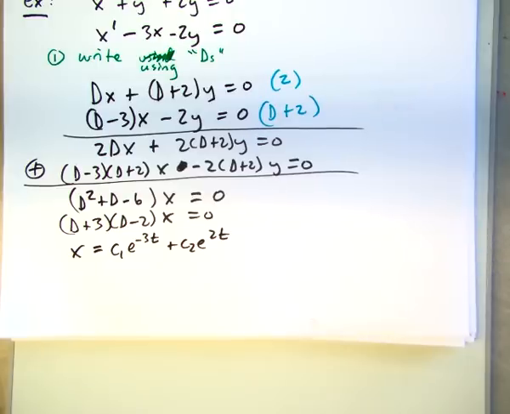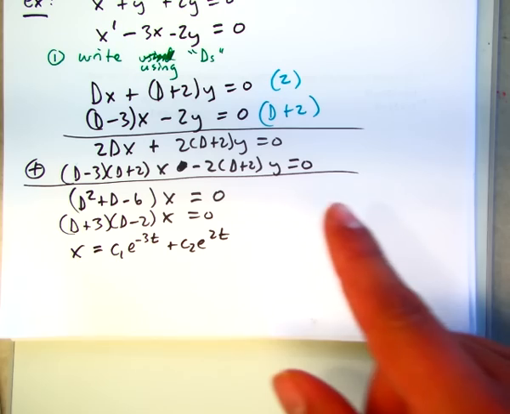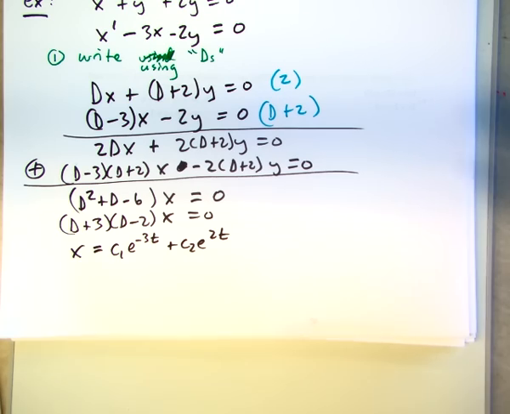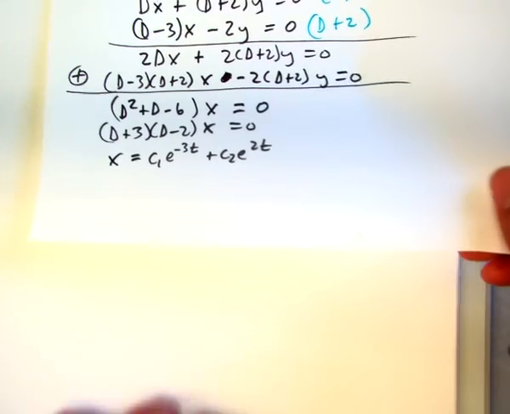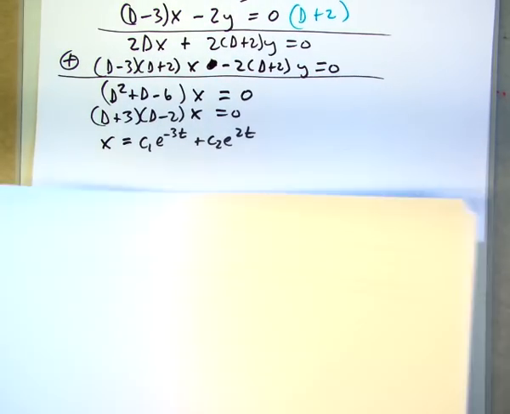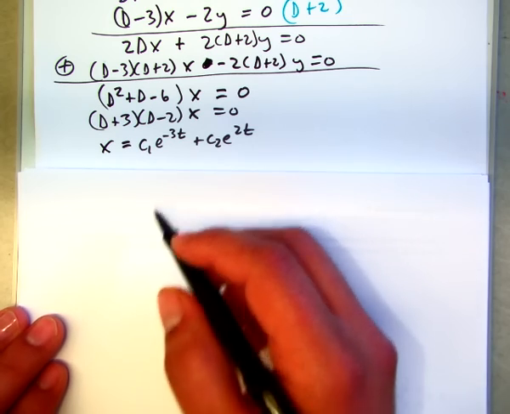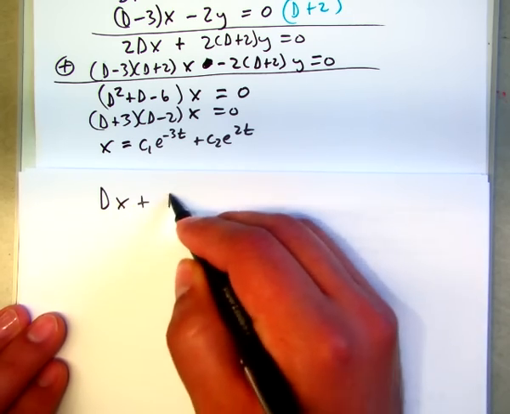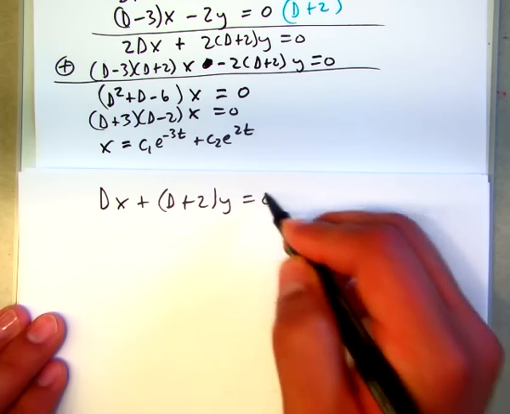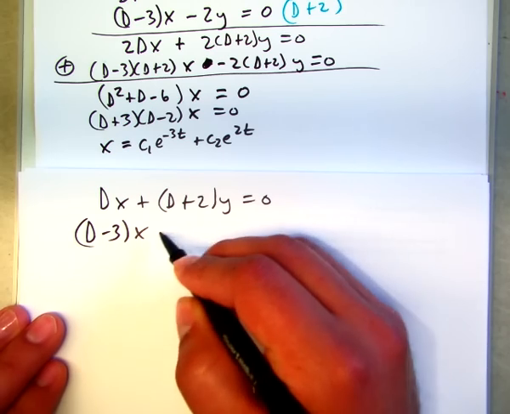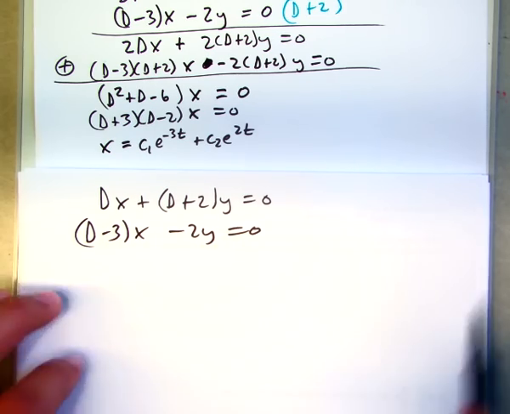Now, let me show you the two. You have two options to proceed from here. Okay, one option is to just repeat the elimination, get an equation left with y, and then solve for y. So let's see what happens when we do that. So if we go back to Dx plus (D plus 2)y equals 0, and (D minus 3)x minus 2y equals 0.